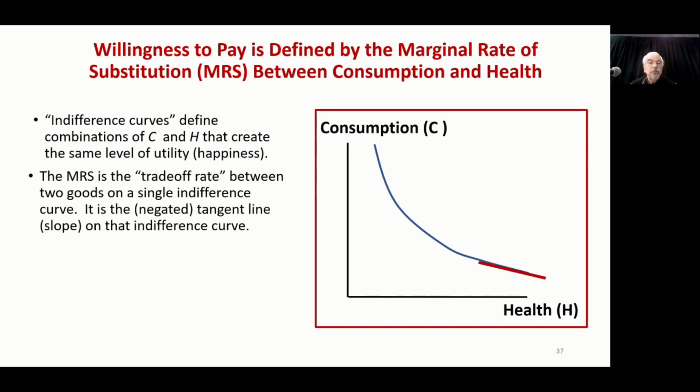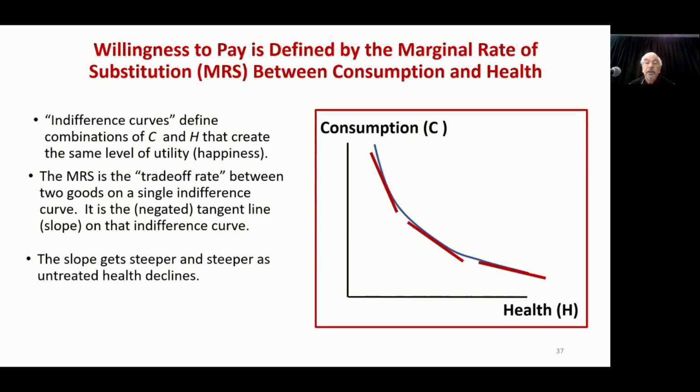And that's the basic trade-off. You'll notice the slope, the little red, almost horizontal line at the bottom, is the trade-off rate at that particular point. That's the tangent to the curve, and that slope is the marginal rate of substitution. That is the willingness to pay for a year in perfect health. And that slope gets steeper and steeper as health declines. As you move to weaker and weaker health, to the left in this diagram, the slope gets steeper; willingness to pay is growing as health shrinks.